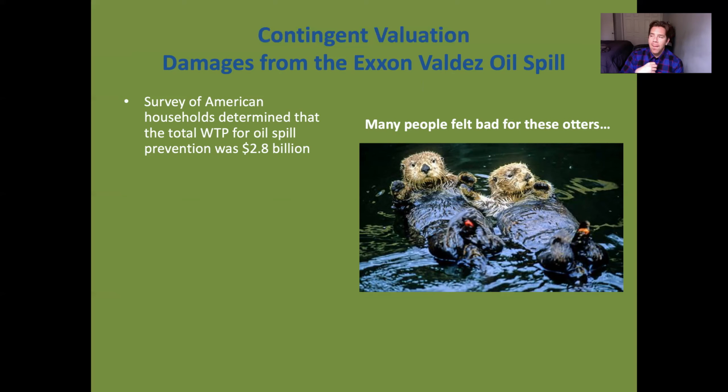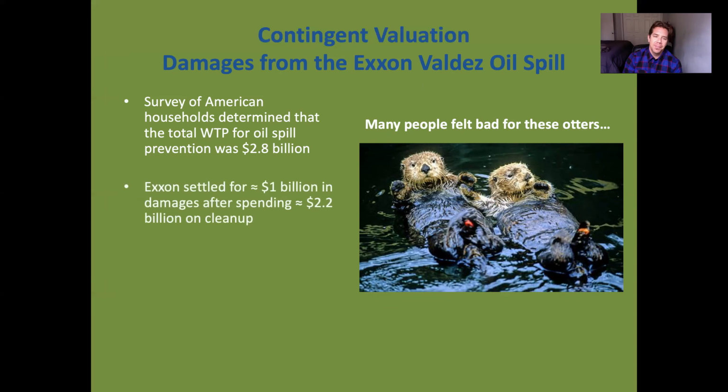So again, basically they're saying American households value Prince William Sound, and they're willing to pay money to make sure that it's protected. And this is about how much they're willing to pay collectively, right? Ultimately, Exxon, the company that was held liable for the spill, settled in court for $1 billion in damage, and they spent about $2.2 billion on cleanup, right? So they spent about $3.2 billion overall. And so these numbers come relatively close to one another, right?